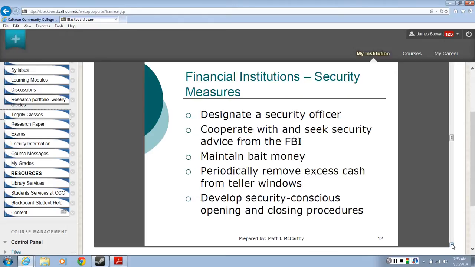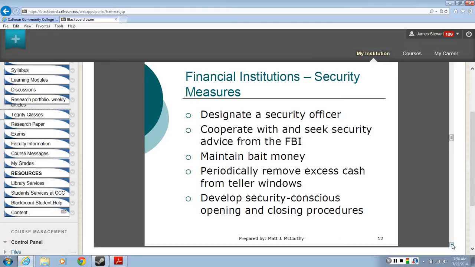Security measures for financial institutions: designate a head of security, a security officer. If you are the victim of a robbery or embezzlement or fraud, the FBI is the go-to agency for that. That is their specialty. Maintain bait money or die pack money, that if somebody does come in and rob you, you can put that in. At least it will help identify and maybe recover the money at some point.